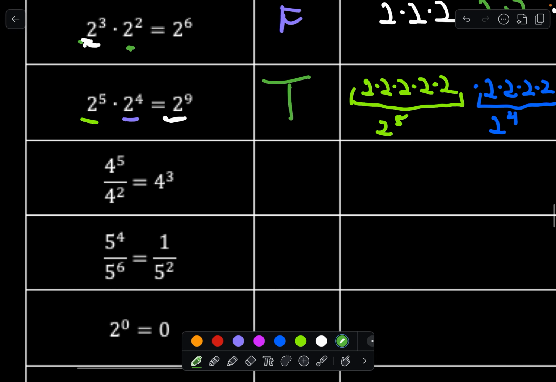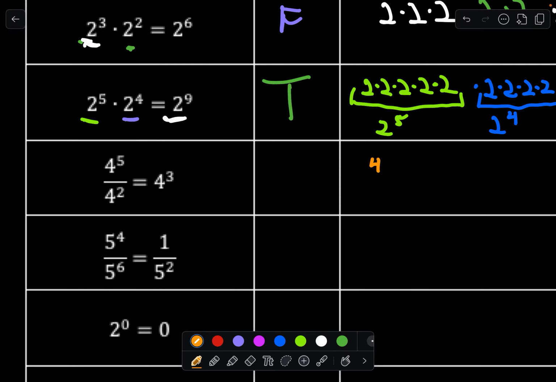All right. The next thing they're saying is if you have 4 to the 5th power divided by 4 to the 2nd, do we get 4 to the 3rd? The way you show this is I'll write the 4 to the 5th in orange on top.